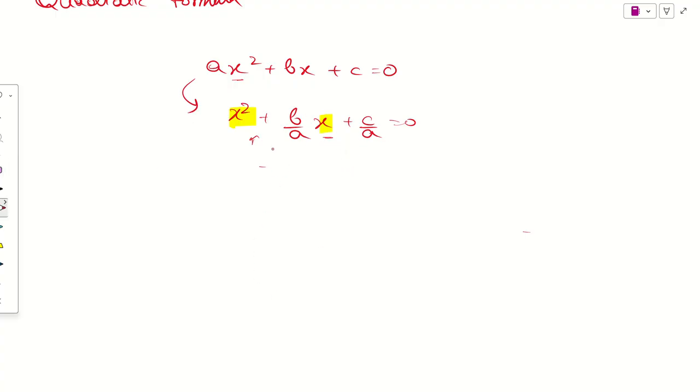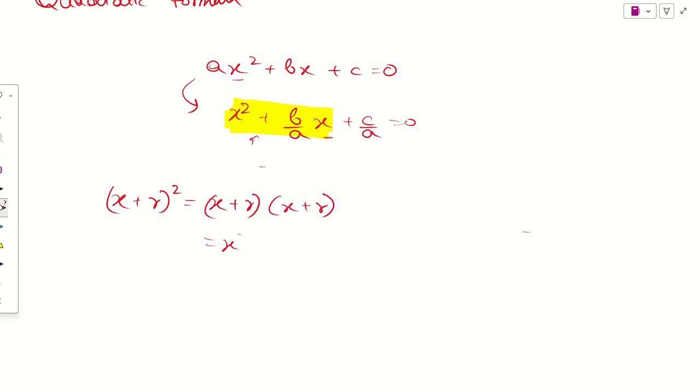Here, we can make this x part look like a perfect square. What do you understand by a perfect square? If I write x plus r whole square, we can write it as x plus r times x plus r.